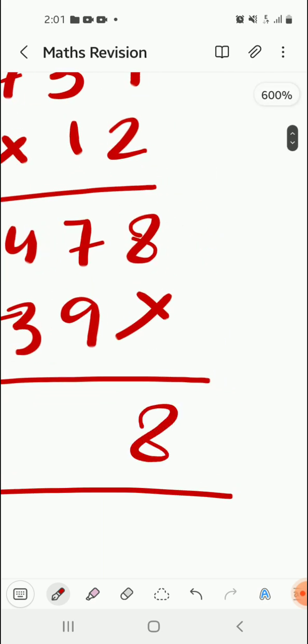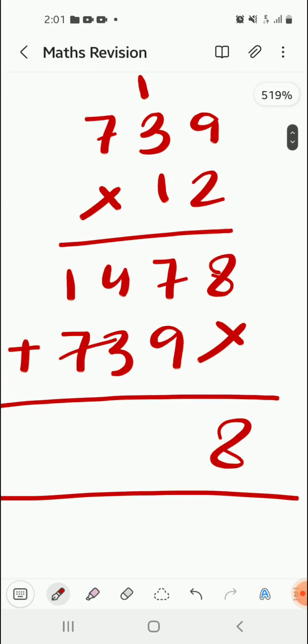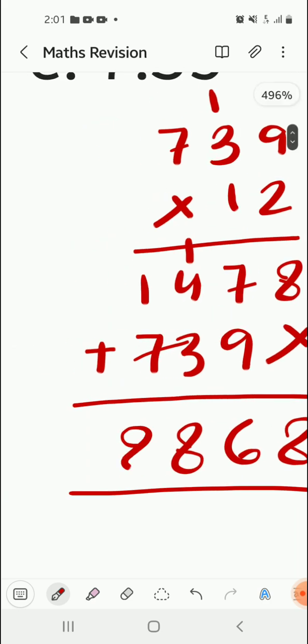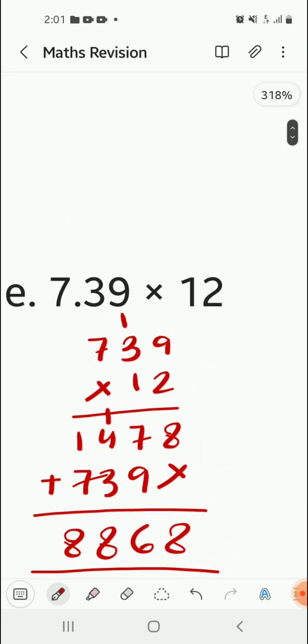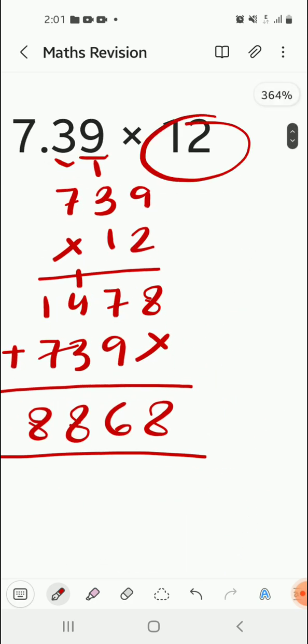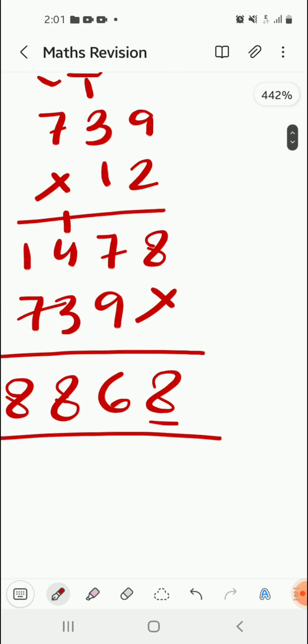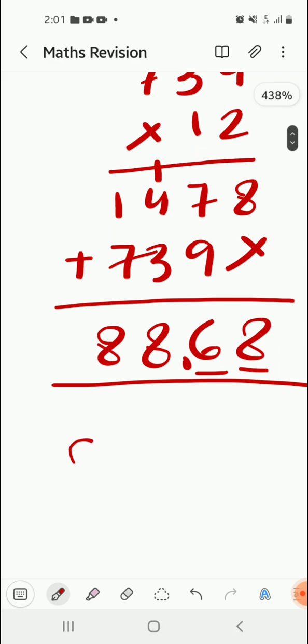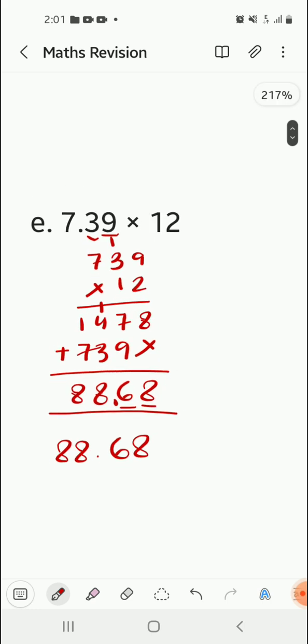We've got 8. 9 plus 7, we've got 16. 4 plus 1, 5 plus 3, we have got 8. And 7 plus 1, 8. Now see, over here the decimal place is 1, 2. And here there is no decimal place. So in the answer also the decimal place will be 1, 2. So insert a decimal point here. So my answer becomes 88.68. That's it.